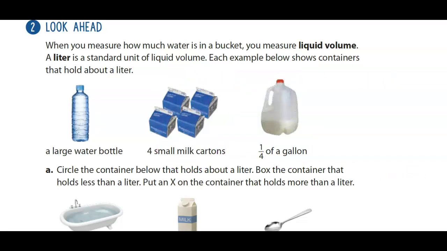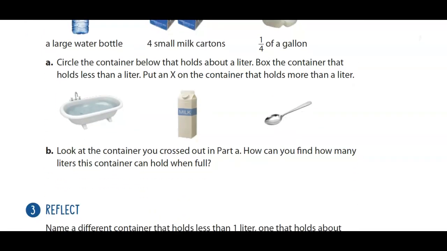And what else did it say? Now here it says circle the container below that holds about 1 liter. Box the container that holds less than a liter and put an X on the container that holds more than a liter. All right, so let's do the first one. Circle the container below that holds a liter. Which one do you think it is? The bathtub, the milk carton, or the spoon?